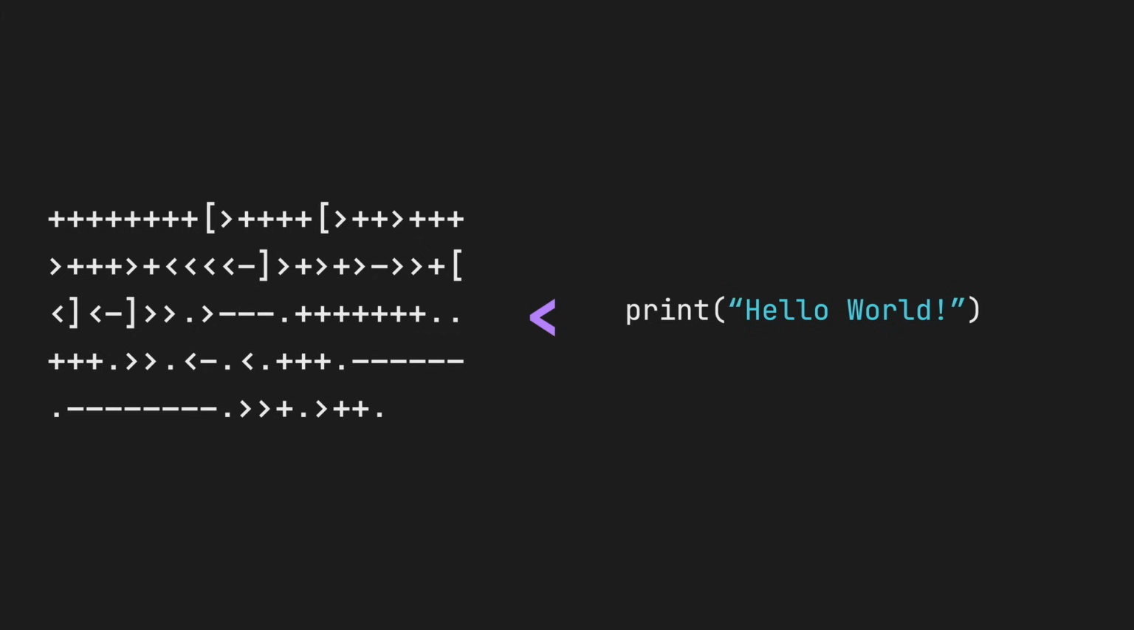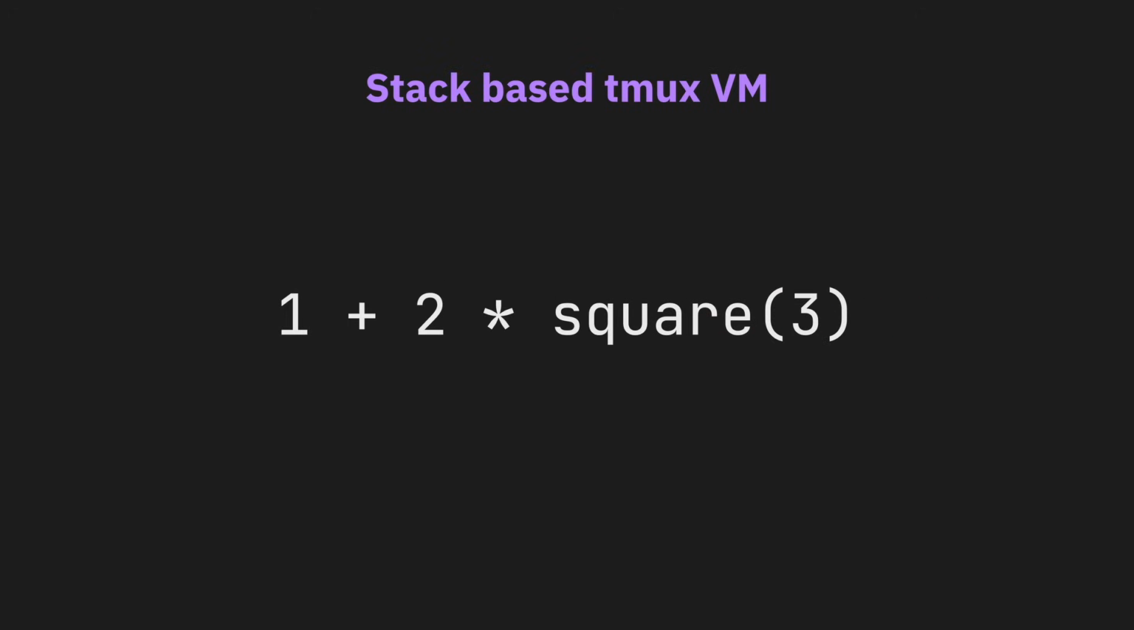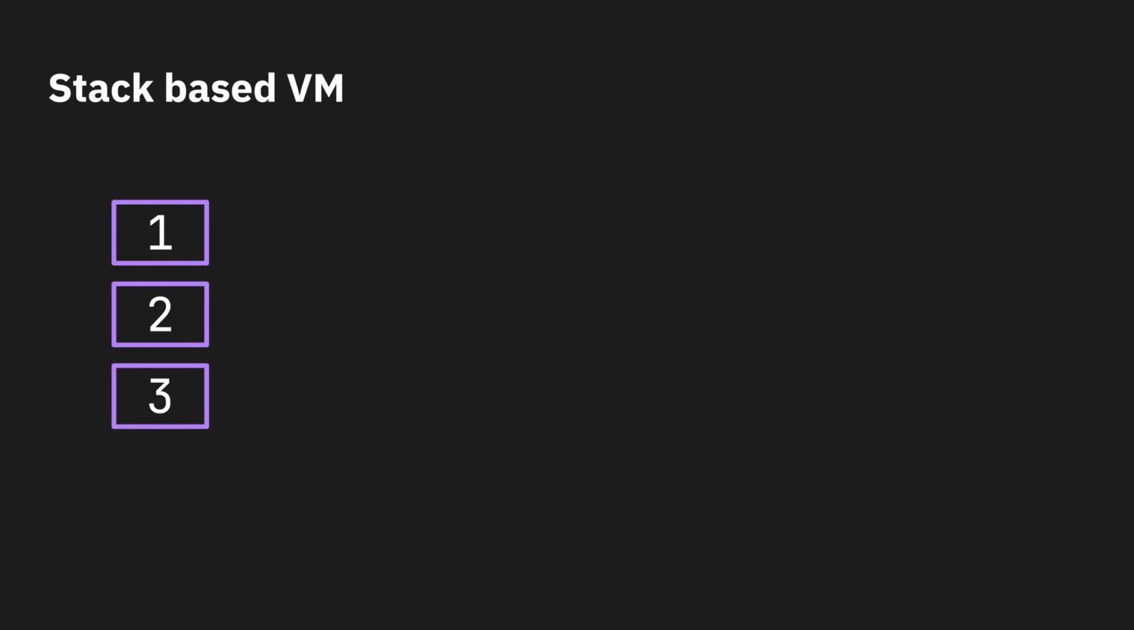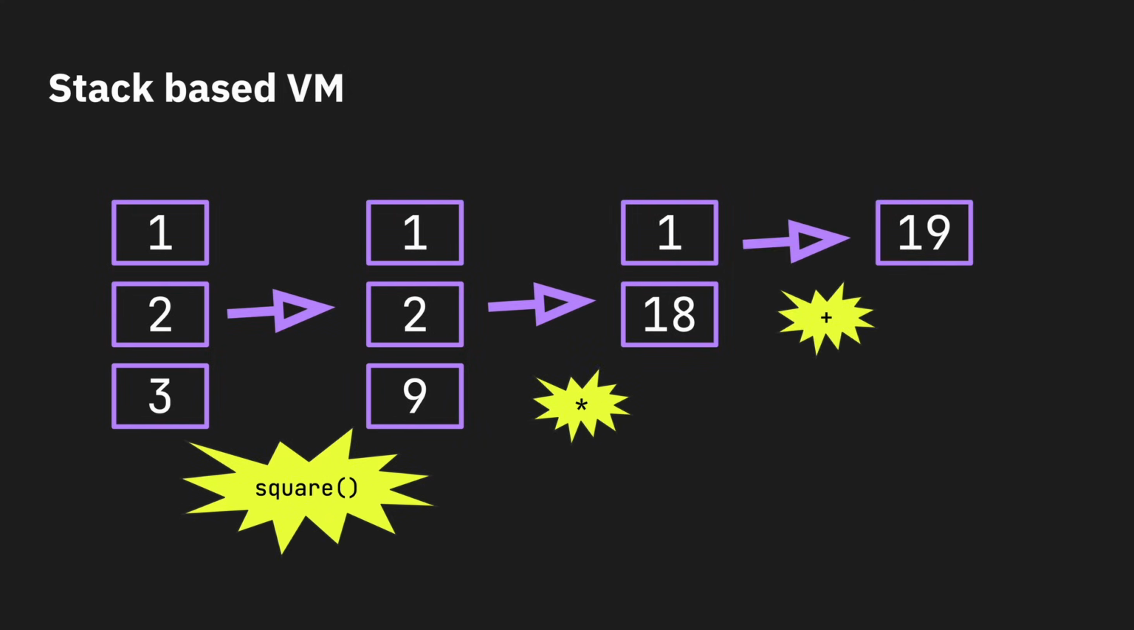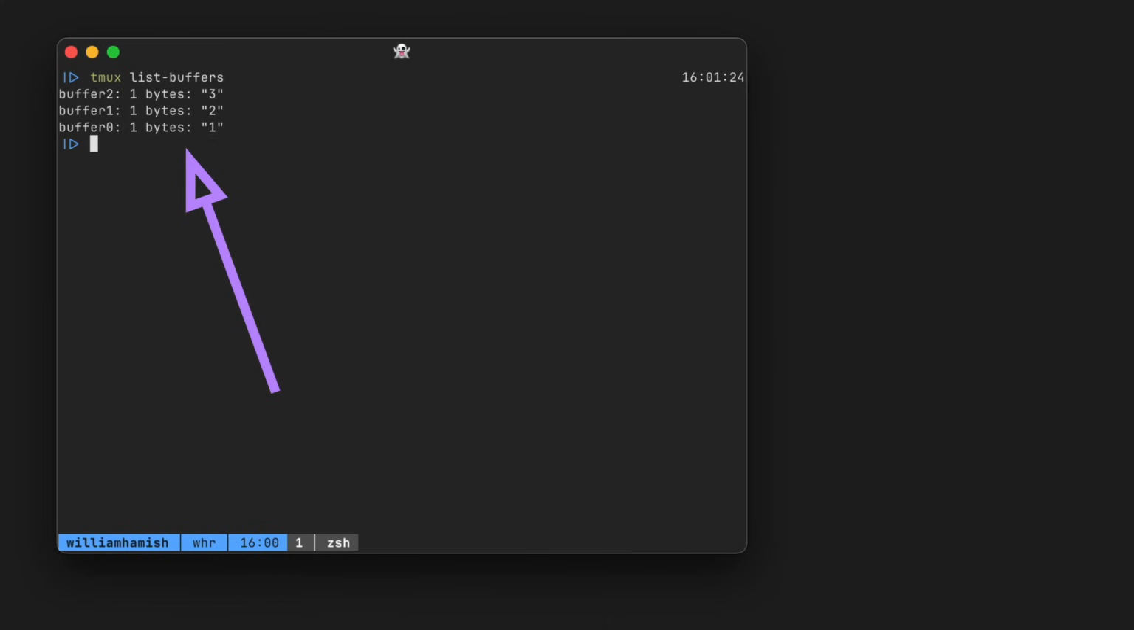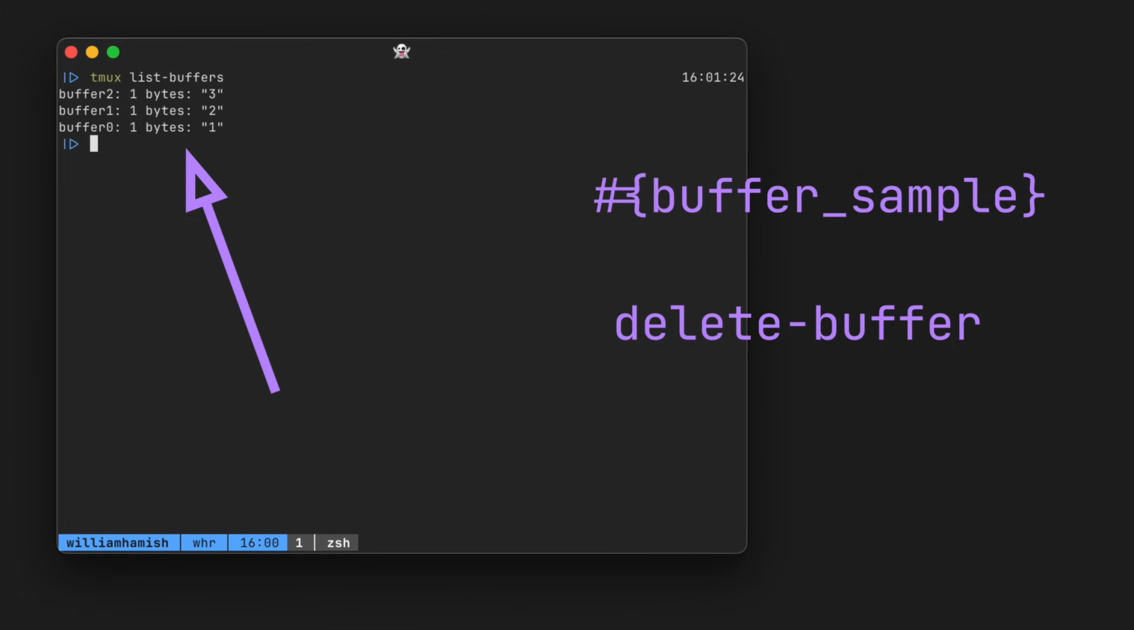And so I also wrote a compiler that takes a Python program and turns it into a tmux config file. So to do this, I needed a stack-based virtual machine to evaluate complex operations like this. A stack-based virtual machine basically means we have a stack of values, and each operation happens to the lowest value in that stack, and then eventually you do all the operations and you get the result. tmux doesn't have a stack built in, but it does have a thing called buffers. You're supposed to use these for copy paste, but you can basically just use them as a stack. You can read the value of the topmost buffer with the buffer sample variable, and you can pop the topmost buffer with the delete-buffer command.